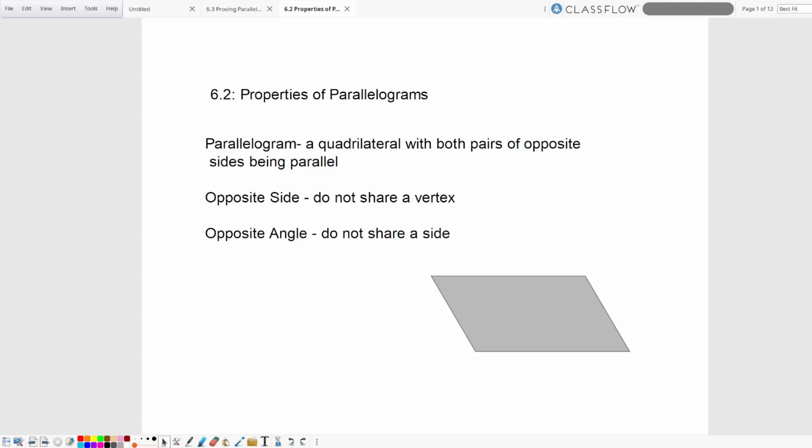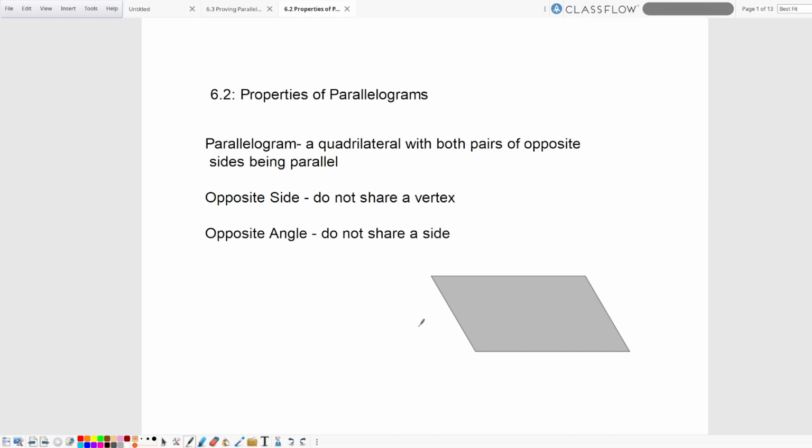Okay, so today we're going to take a look at 6-2, and we'll also go into 6-3 because they kind of state the same thing. So 6-2 is the first time we're going to introduce what a special type of quadrilateral is. The first one we're going to look at is a parallelogram. A parallelogram is a quadrilateral with both pairs of opposite sides being parallel.